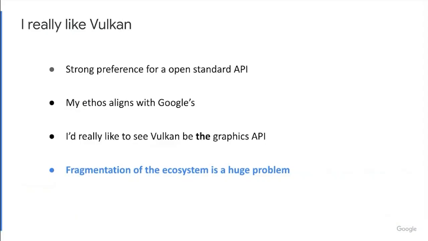So I'll offer some of my opinion here. And I should have led off with this: a large part of this is my opinion. I really like Vulkan despite all of this. I strongly prefer a standard API over a proprietary API. And like I've alluded to, that's not to say there aren't some things I find annoying.